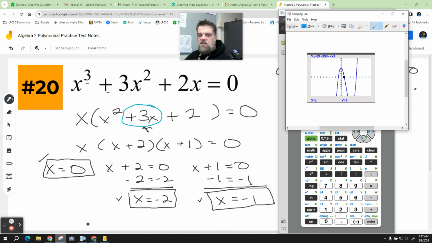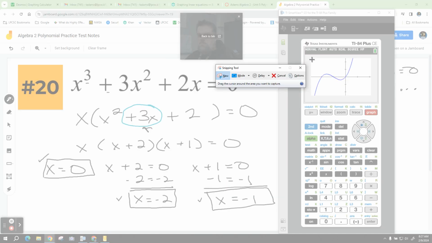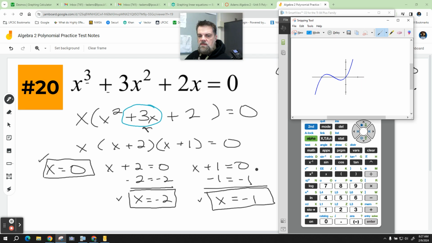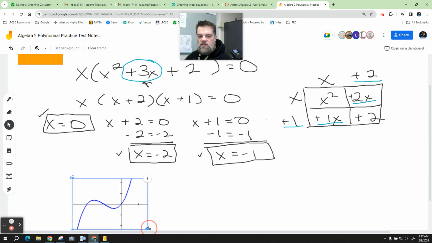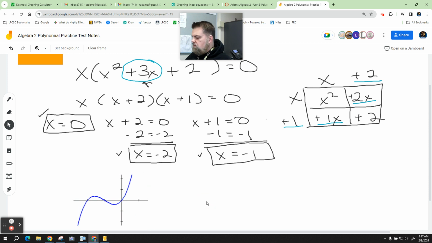Let me take a screenshot of that too. So when you're done with this, if you want, you could just graph it. And that'll verify if you did the math right. So that's the beauty about these graphing calculators. But you have to know how to use them, and you have to practice using them.